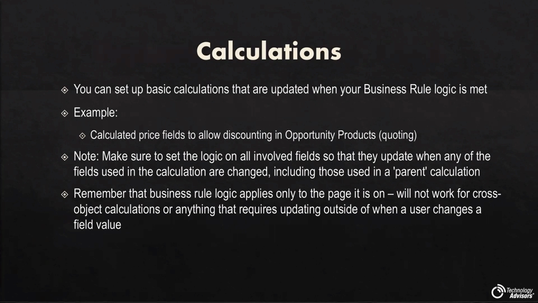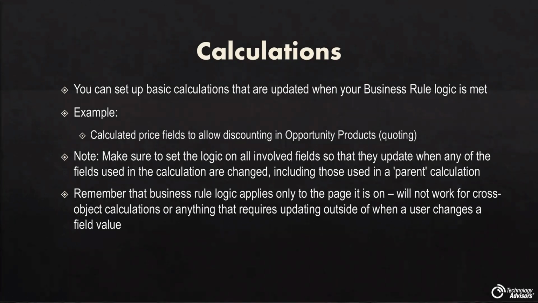All right, and the third example is going to be doing some calculations. This again is a newer business rule function. So if you've been using Creatio for more than, say, a year or so, you probably have heard that this was new and added to the product. So this is the ability to do some basic calculations that update when your business rule logic is met.